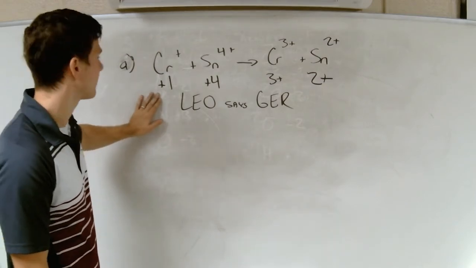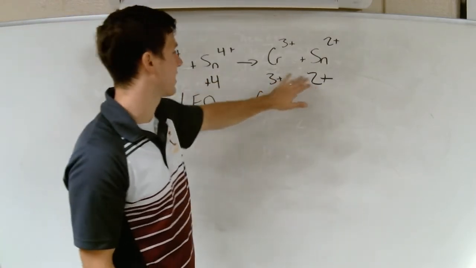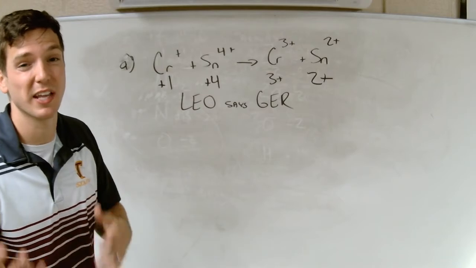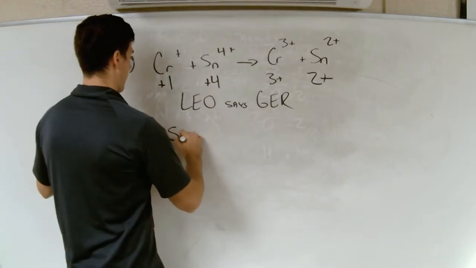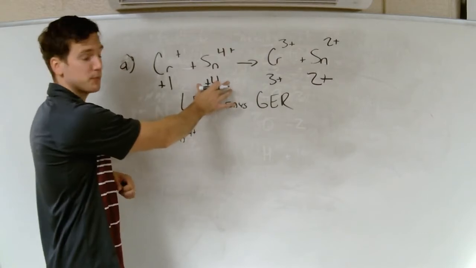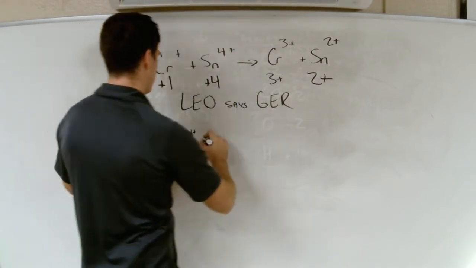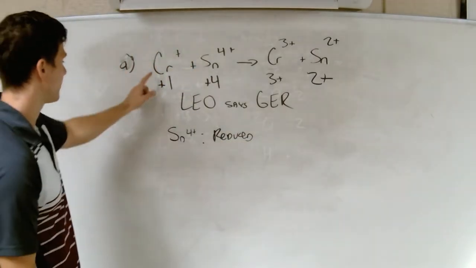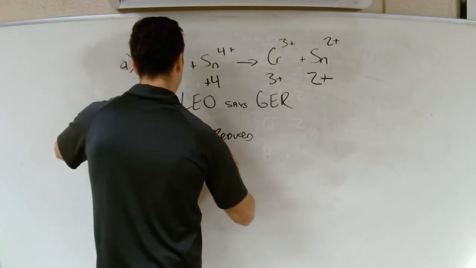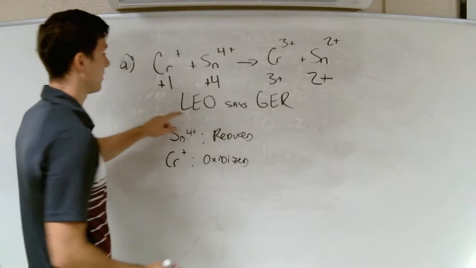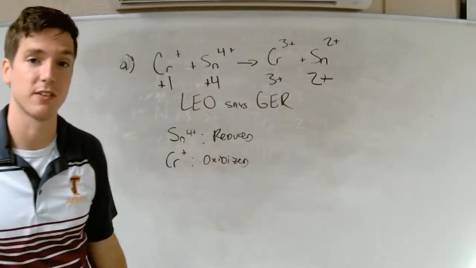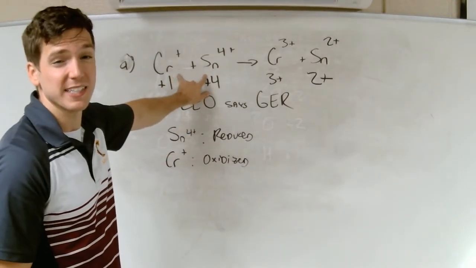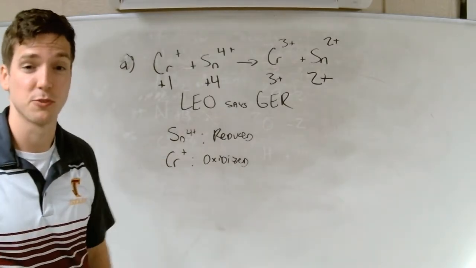It wasn't chromium, it became more positive. So tin became more negative, right? It went from a +4 oxidation number to a 2- oxidation number. It gained electrons. It was reduced. So you always just put the reactant species. So here it was Sn4+. So this guy was reduced because it gained electrons. It became more negative. That means that chromium +1 had to be oxidized. It lost electrons, right? When you lose electrons, you become more positive. So in this case, chromium became oxidized. All right? And again, you just put the original reactant it came from as the species that is reduced or oxidized.